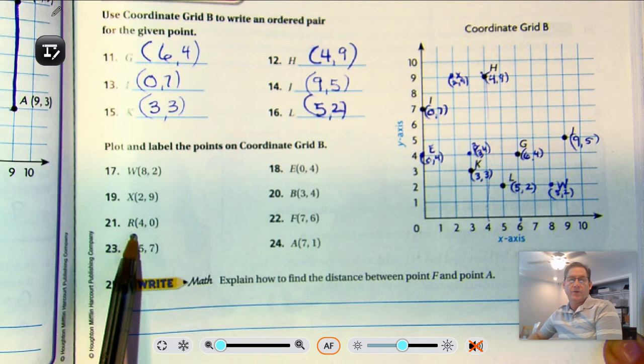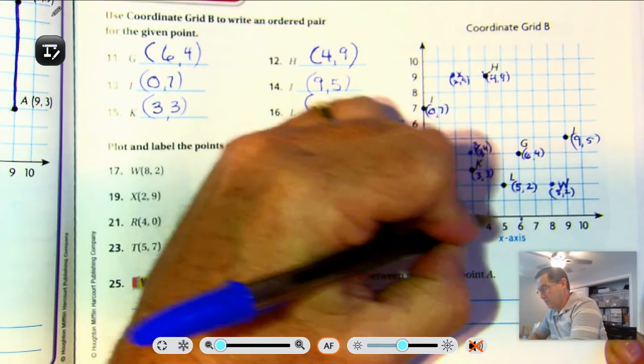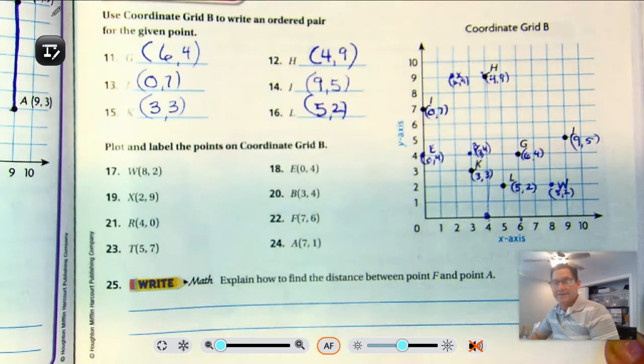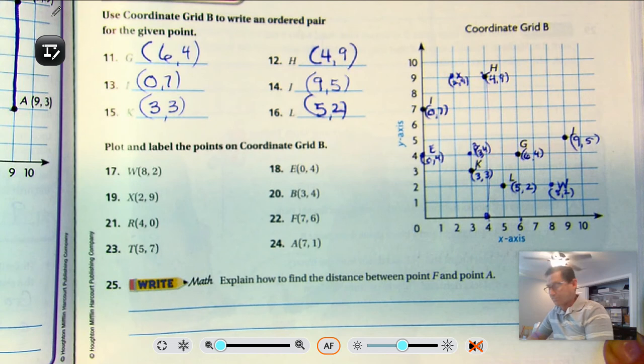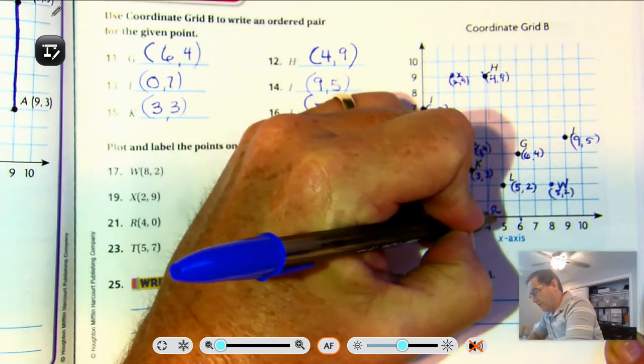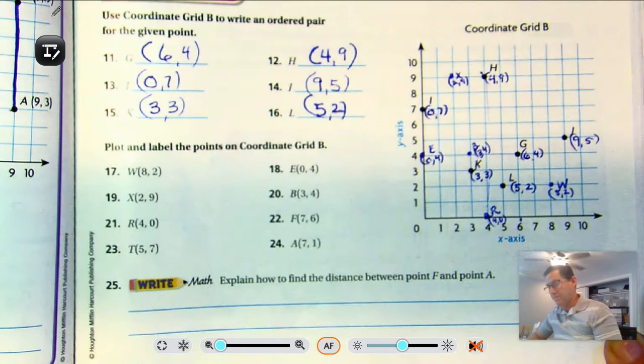Point R is located at 4, 0. Go over 4 and stay there. So point R, 4, 0.